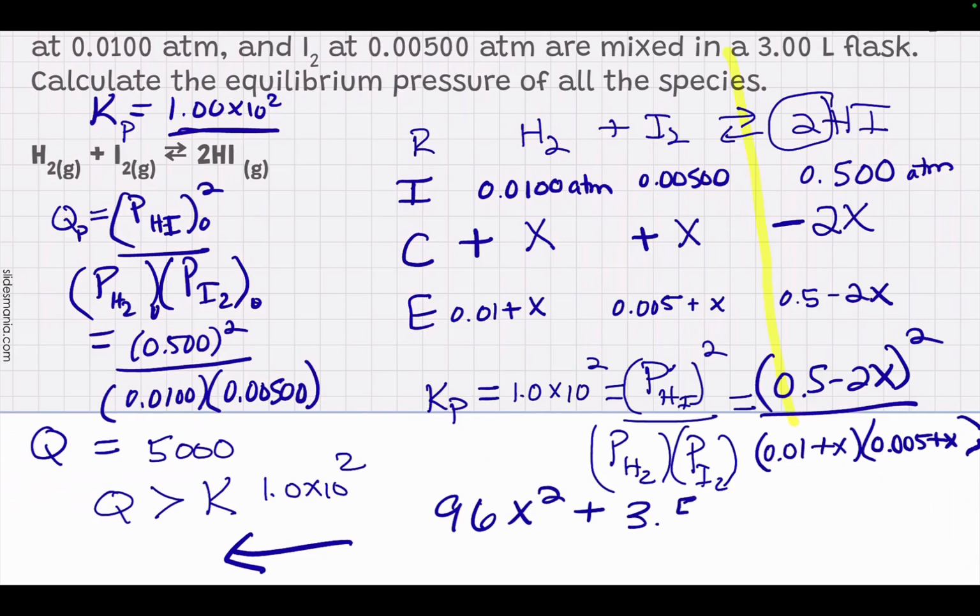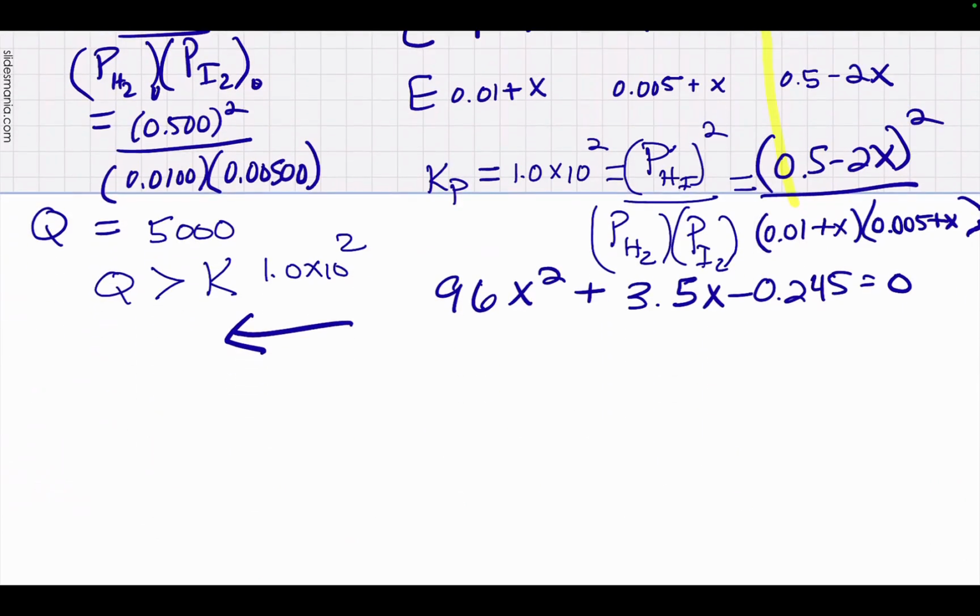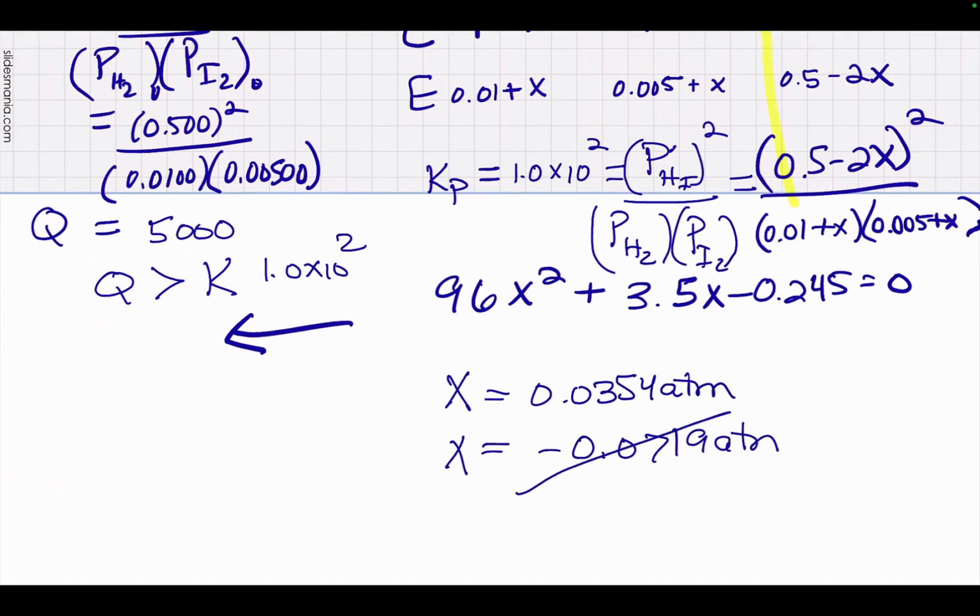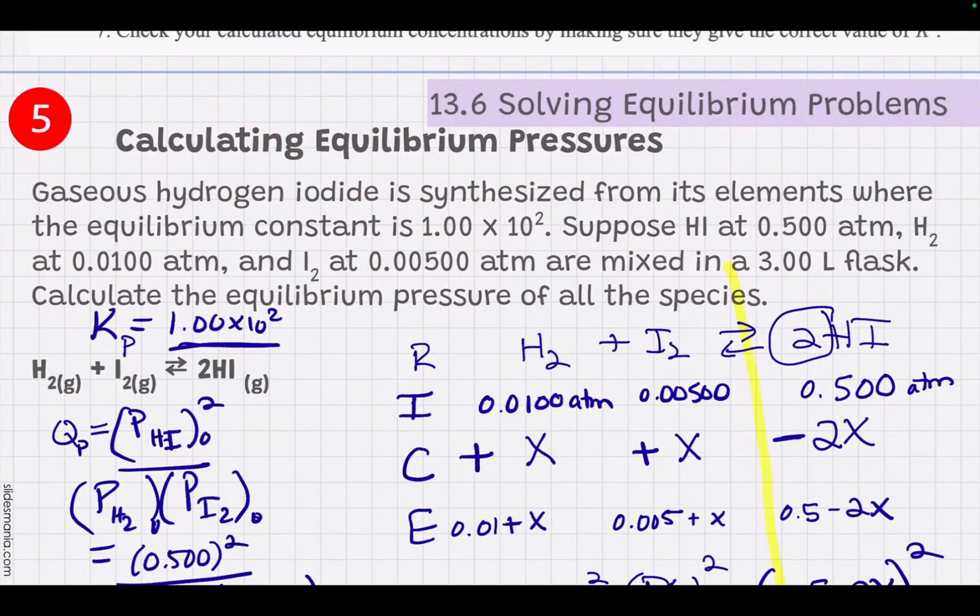which is, and you can do your math, see if you agree. Whoops, sorry. Sometimes I get these wrong too, and then I have to just kind of start over. So that is what you should get when you simplify. Then you plug into the quadratic. You will get x equals 0.0354 or x equals negative 0.0719. Can't be that one.